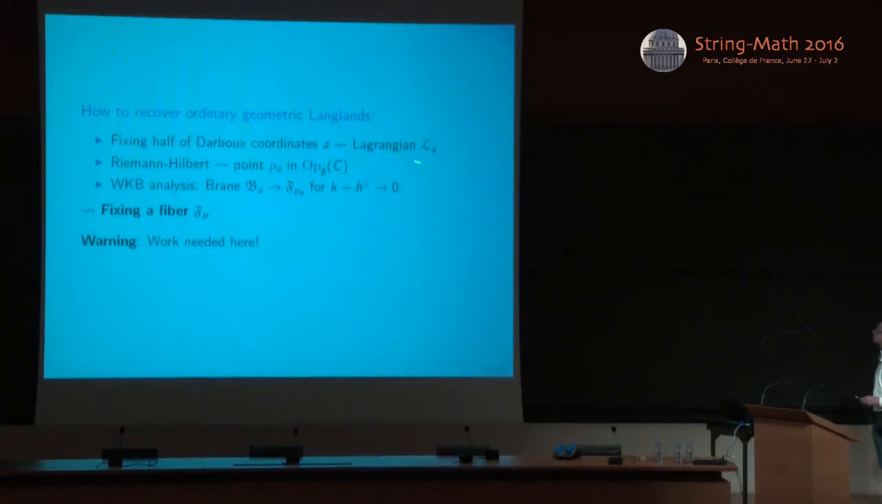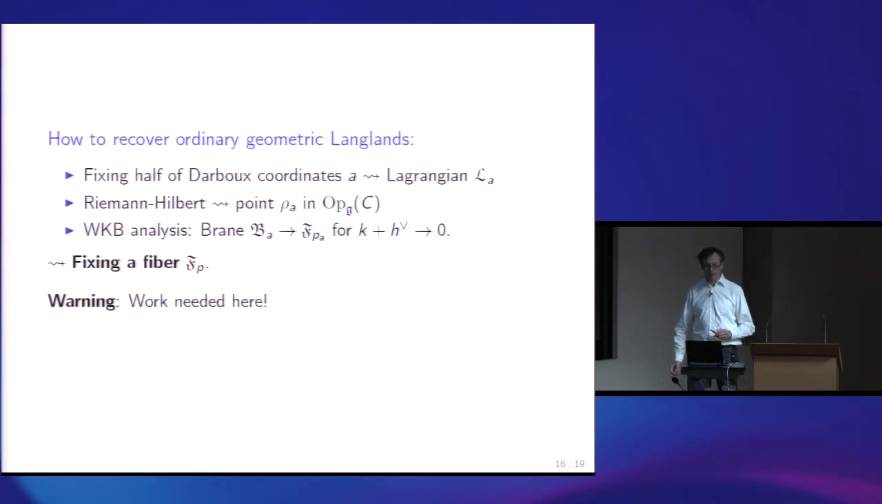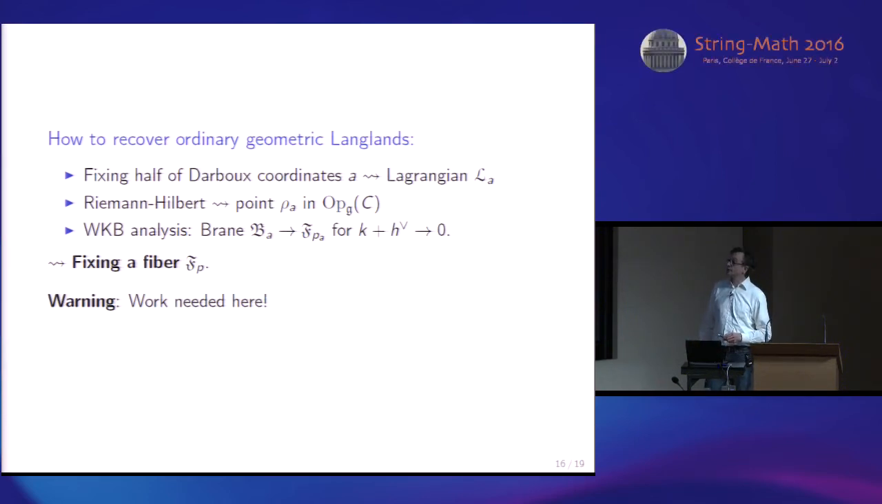By Riemann-Hilbert correspondence to a Lagrangian L_A, well, we can associate a point in the space of all operators on the Riemann surface C. So a particular operator denoted rho_A is what is specified by fixing half of the Darboux coordinates here denoted A. And now the claim is that by some WKB analysis of the differential equation associated to this operator, one can see that the brane that we called B_A or B of L_A goes into this fiber over an associated point on the base of the Hitchin fibration when we take this limit.